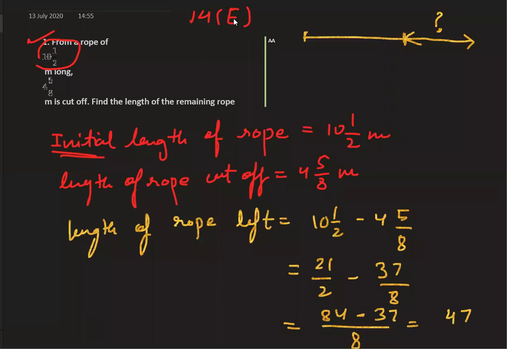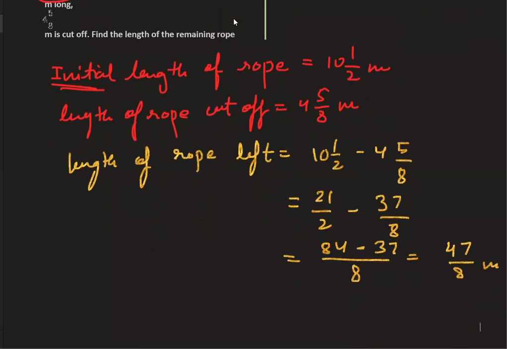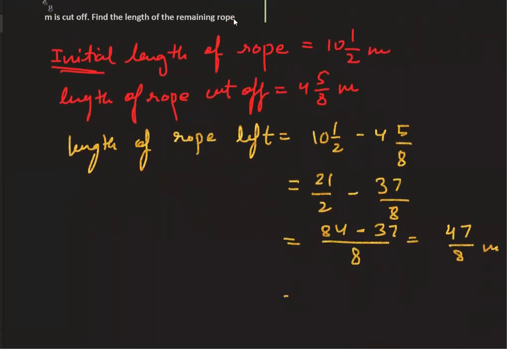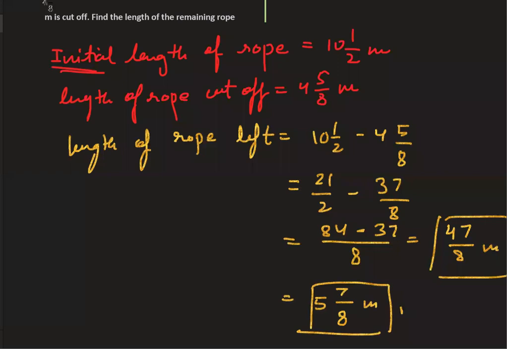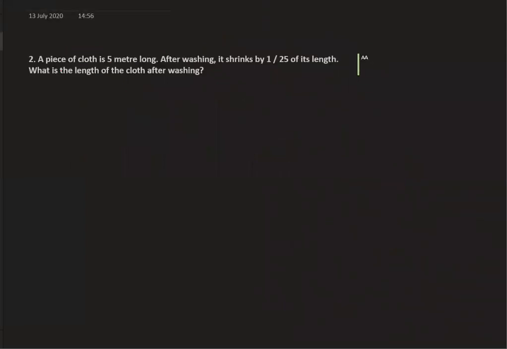47 upon 8 meter. Or convert this fraction into mixed fraction, then what you will get? 8 fives are 45 whole 7 upon 8 meter. Either this is your answer or this is your answer. Okay, both the answers are correct. So this was your question number 1. I hope it is clear to everyone.